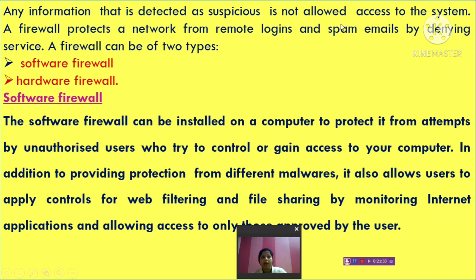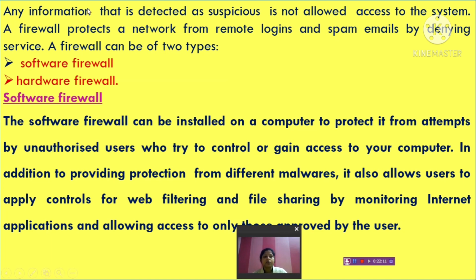A firewall protects a network from remote logins and spam emails by denying service. Spam means unauthorized mails, mails coming from people you don't know, such as advertisers. These are known as spam mails or junk mails. So the firewall will not allow those junk mails. Suspicious data or information or any type of mail messages coming to your system will be blocked by the firewall.